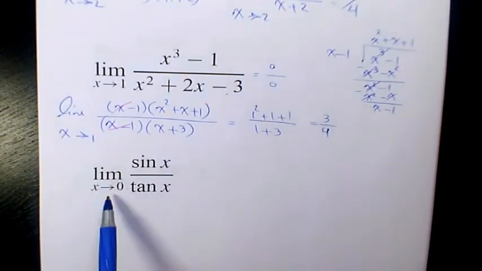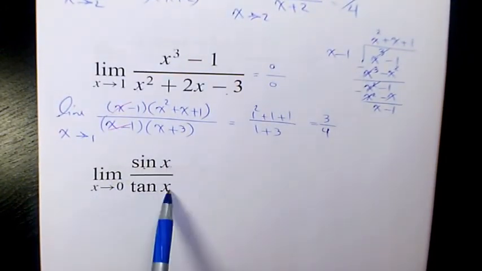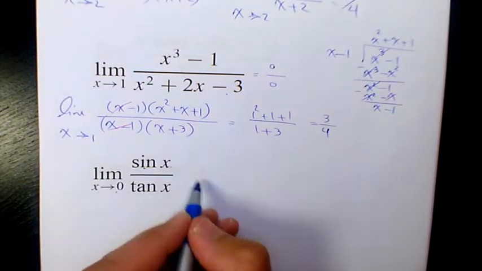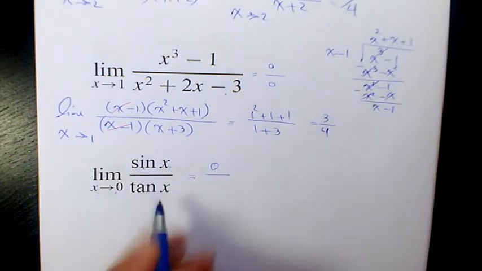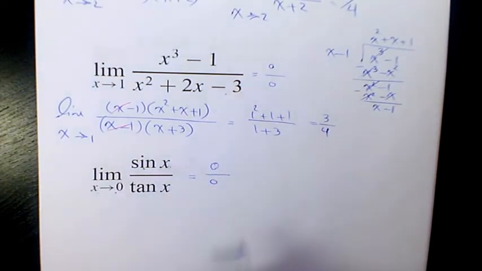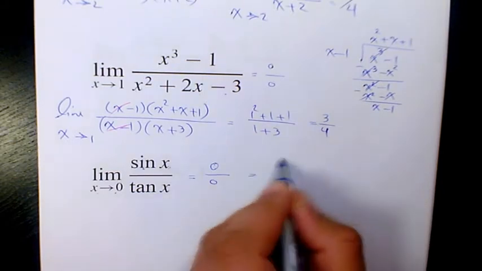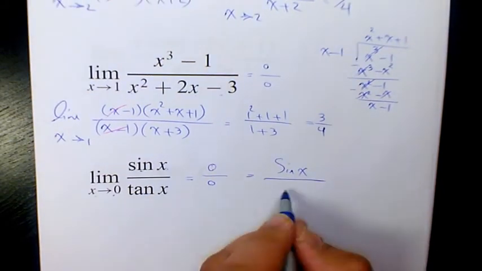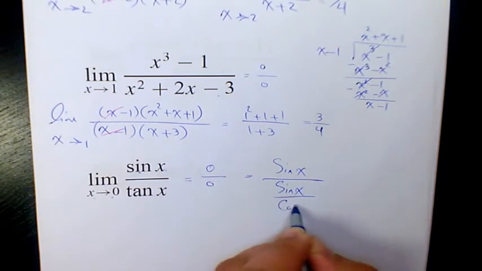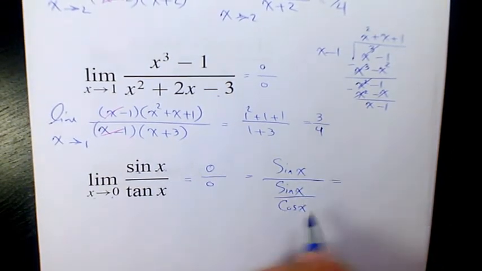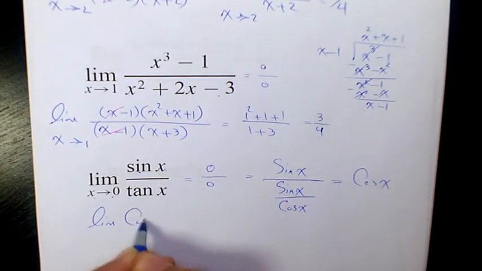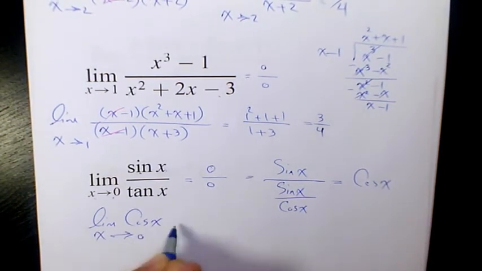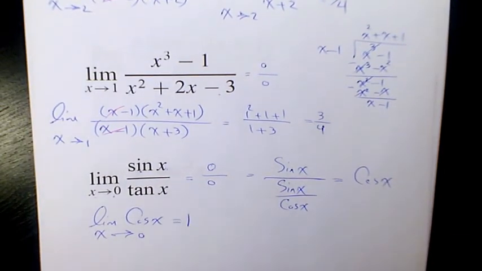Next one. Limit of sine x over tan x when x approaches 0. Sine x when x approaches 0 is 0. Tan x when x approaches 0 is going to be 0. But we know tan is sine x over cosine x. These two cancel out. It's going to be reduced to just cosine x. Limit of cosine x when x approaches 0 is going to be equal to 1.